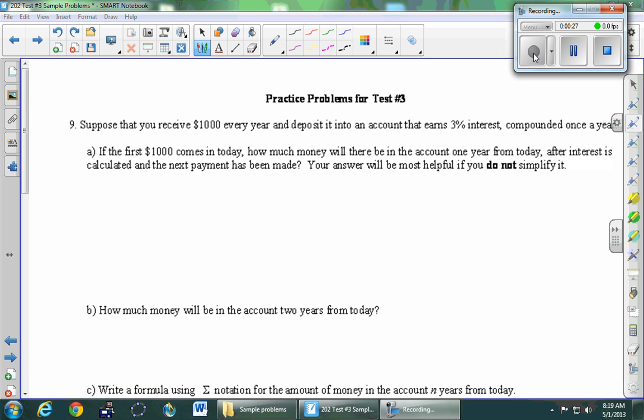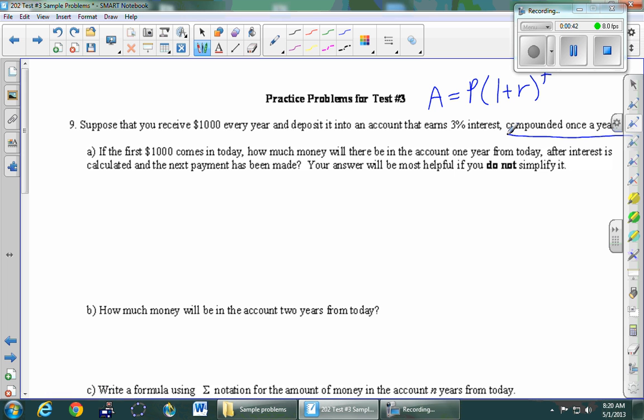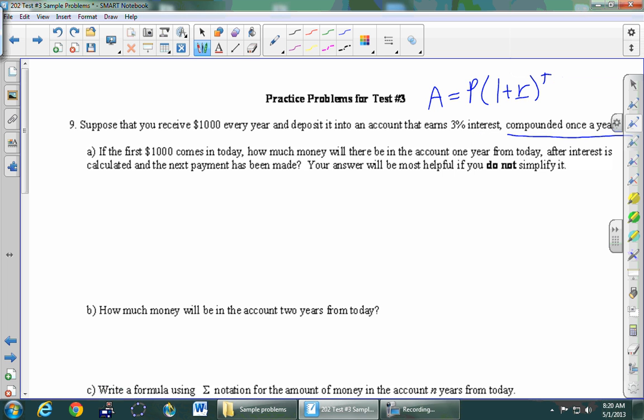Okay, so first we need to come up with some formula that captures this idea, compounded once a year. So the simple formula that we need is just P times (1 plus R) to the T. It's not compounded continuously, so don't use PERT. It's also not compounded twice a year or monthly, so we're not going to use the more complicated version of this with the n's in it. So that's our formula right there. And let's see if we can do this part A.